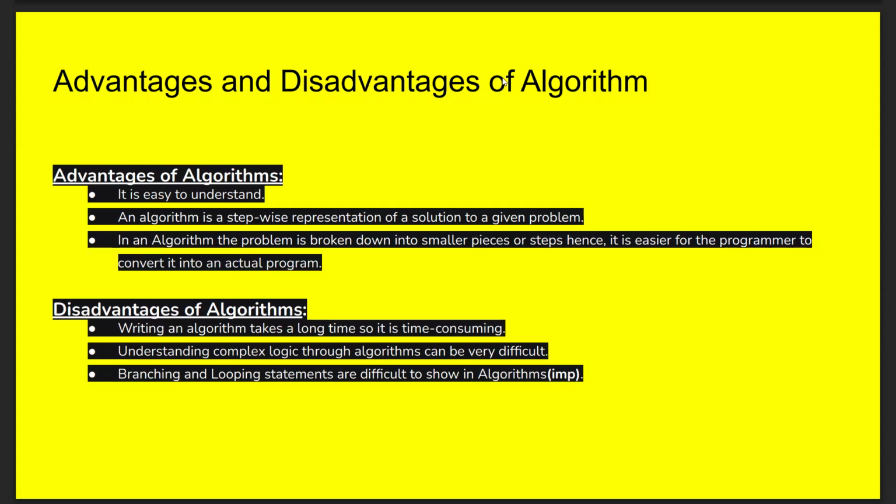Now we'll see what are the advantages and disadvantages of algorithms. First one is easy to understand. It means we are able to understand the algorithm easily, and also it is a stepwise representation of a solution to a given problem. Suppose there is a new problem, we are presenting this algorithm stepwise. So by seeing it stepwise, we are able to understand the solution and also the problem. This is the second advantage.